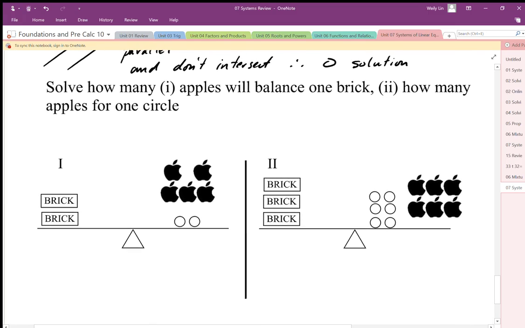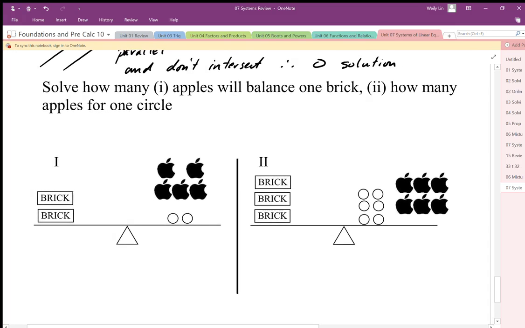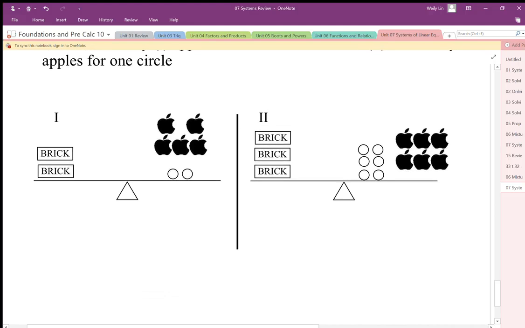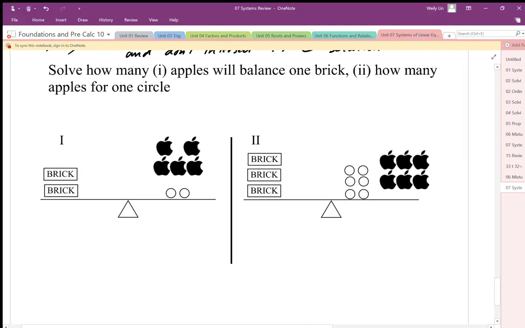Looking at this last balance here, we have apples, bricks, and circles. And what we're trying to do is figure out how many apples will balance one brick and how many apples will balance one circle. So what we could maybe do is we can solve the bricks in terms of the apples and the circles in terms of the apples. So we want to be able to maybe get rid of some bricks or some circles. So what I'm going to do here is we're going to take this equation. So I have 3 bricks over here, and I'm going to write like this. 3 bricks is equal to 6 circles plus 6 apples.